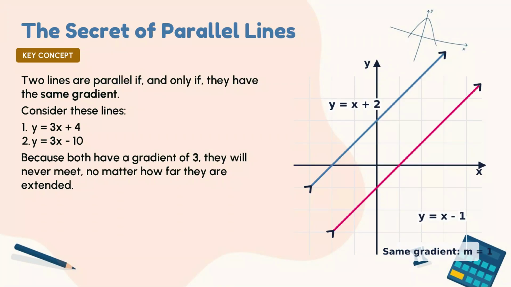Now, let's look at the secret of parallel lines. Two lines are parallel if and only if they have the same gradient. For example, look at these two lines, y equals 3x plus 4 and y equals 3x minus 10. Both lines have a gradient of 3. Their y-intercepts are different, so they cross the y-axis in different places, but they rise at the same rate. Because they have the same gradient, they will never meet, no matter how far they are extended.